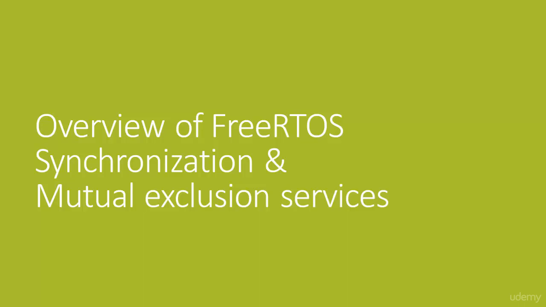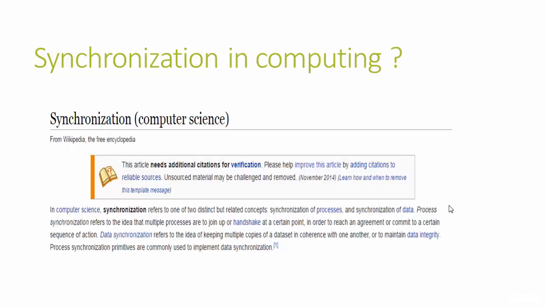In this lecture, let's explore FreeRTOS synchronization and mutual exclusion services. First, let's understand what the meaning of synchronization in computing is. This I have taken from Wikipedia, which says that in computer science, synchronization refers to one of two distinct but related concepts: synchronization of processes and synchronization of data. So let's concentrate on synchronization of processes.